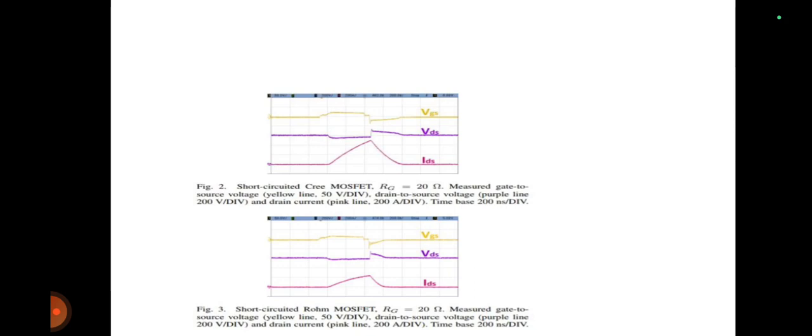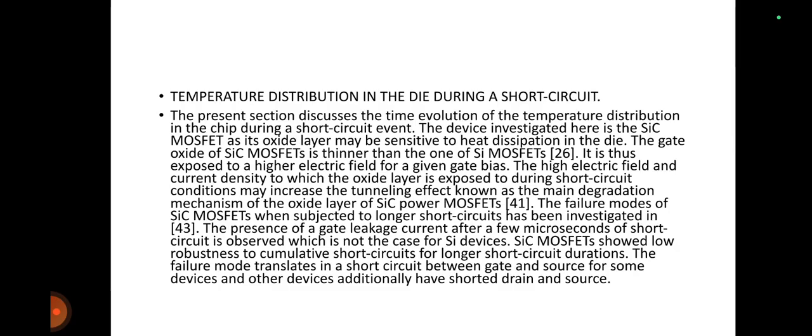So here in the third figure we can see a short-circuited MOSFET, 20 amperes, time base 200 nanoseconds, yellow line 50, and the drain source purple line is 200 volt per division. So, temperature distribution in the die during a short circuit.